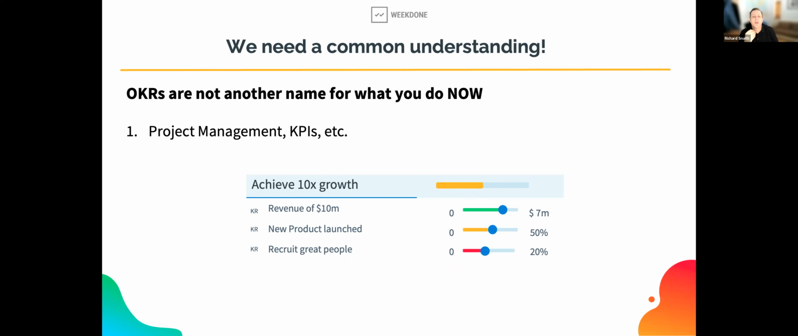The other thing is OKRs are not another name for what you do now. A lot of people will start and the first thing they'll do is say, OKRs are easy. And they'll basically take their project management parts and they'll take their KPIs and they'll try and push them into this OKR, and they'll say, there, we've got measurements and everything's good. In this case, achieve 10x growth, revenue of 10 million, new product launched, and recruit great people. Well, one of them's a KPI, the revenue. Two of them are binary, done, not done. Yeah, we can kind of measure them, but they're not outcomes. We launch the product. If nobody uses the product, who cares? Recruit great people. What does it mean? And this is kind of common.